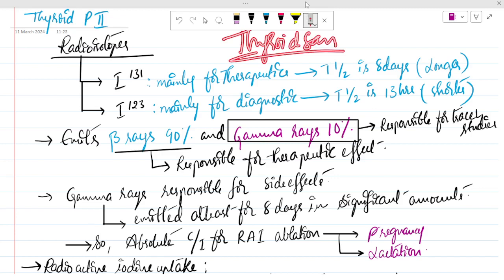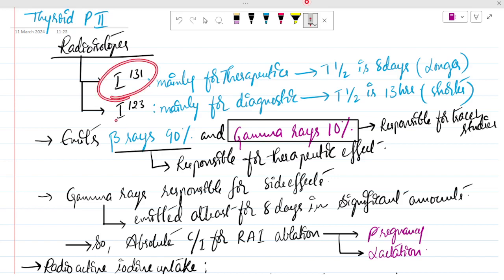It's called thyroid scan. So what are the two radioisotopes that are used during radioactive scan? The first one is iodine 131 and the second one is iodine 123. What is the importance of iodine 131 and what is the importance of iodine 123? So we will learn it here.